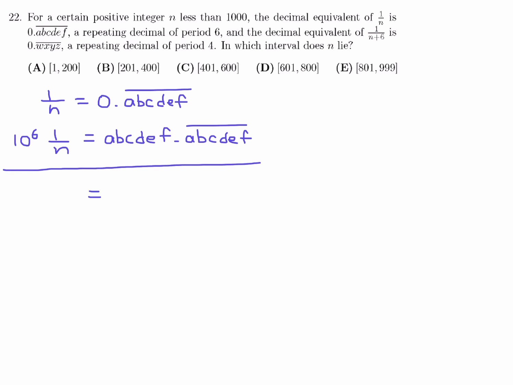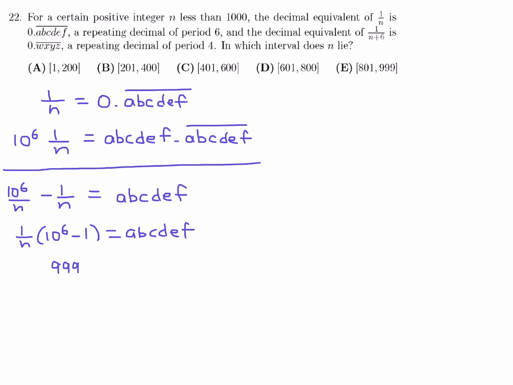And when you do, on the right side, you just get ABCDEF, because the decimal part will basically disappear. And on this side, we will get 10 to the power of 6 over n minus 1 over n. Factor out a 1 over n, and you get 10 to the power of 6 minus 1, which is 999,999, all over n, is ABCDEF. So obviously n is some factor of 999,999. I don't know what it is, but that's basically the conclusion.